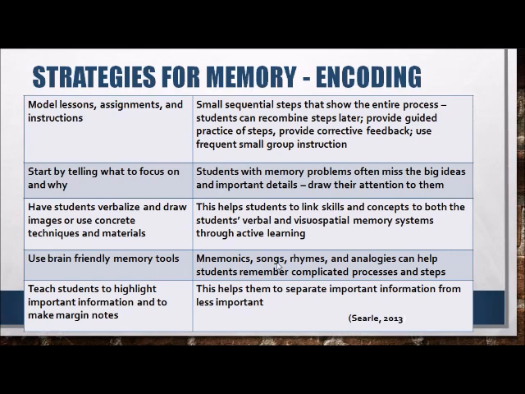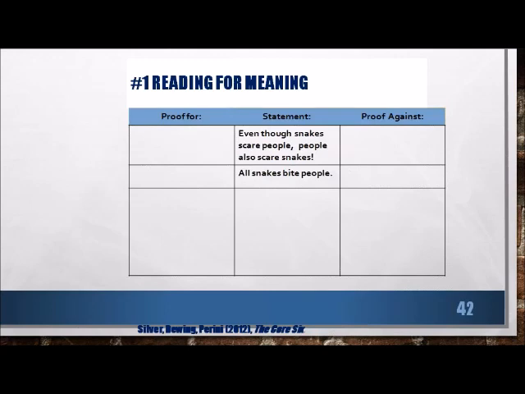Use brain-friendly memory tools. Mnemonics, songs, rhymes, analogies can help. Teach students to highlight important information and to make margin notes. This is like a really cool skill, and our kids often don't even have an idea about it. So this helps them separate important from less important. Okay, so here are some ideas for encoding.